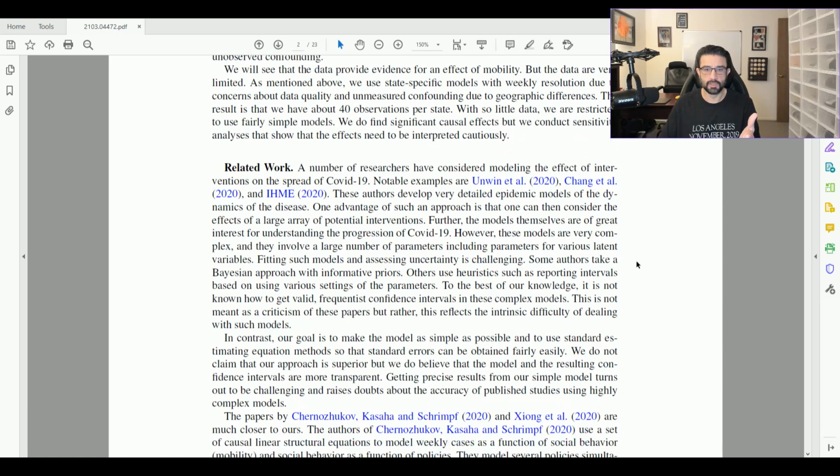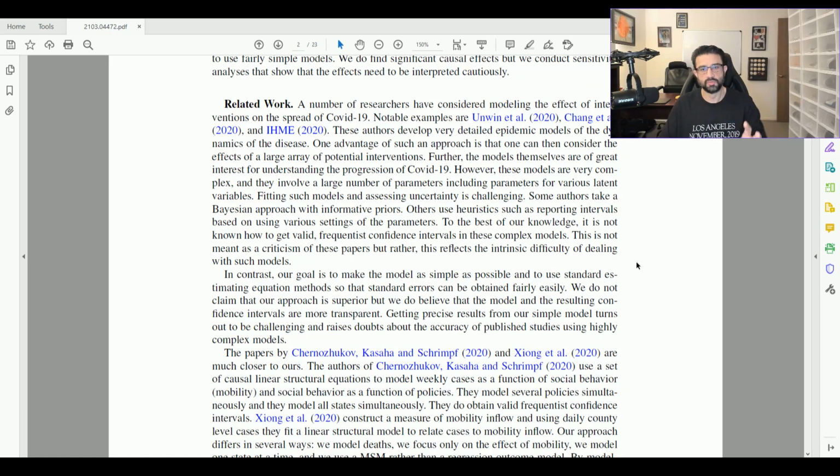Now, related work, I glossed over this a little bit earlier on, but they compare and contrast their work, their findings with other works and other findings.